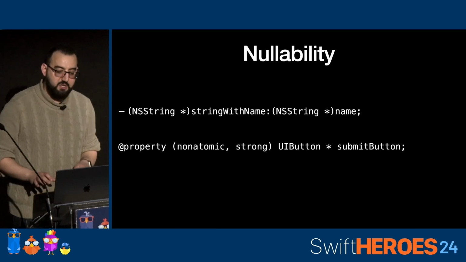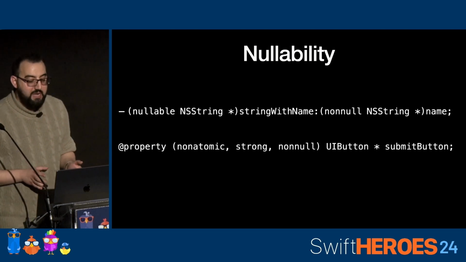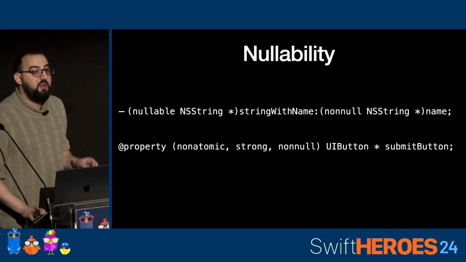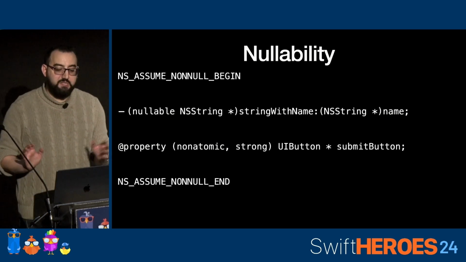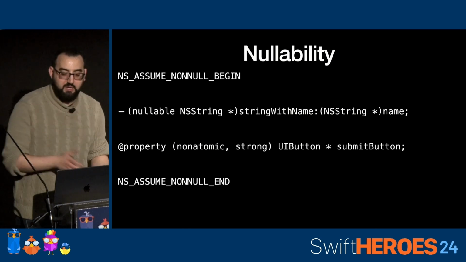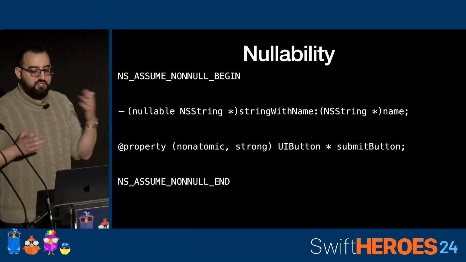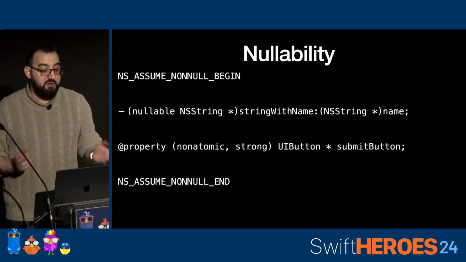If you want to fix this for your methods and properties, you can add nullability annotations using nullable and non-null, and you'll get rid of those pesky forced unwraps when bridging to Swift. And as a convenience, you can wrap your code in NS_ASSUME_NONNULL_BEGIN and NS_ASSUME_NONNULL_END, and it'll just assume that everything is non-null, and you'll only have to specify when things are nullable.